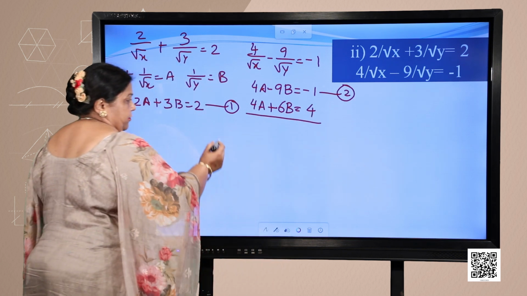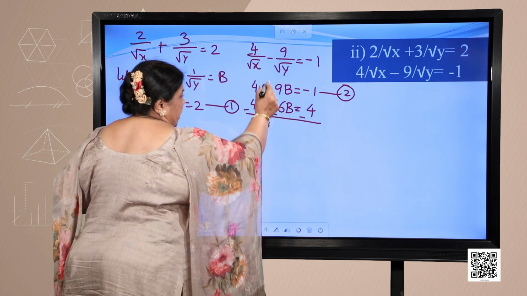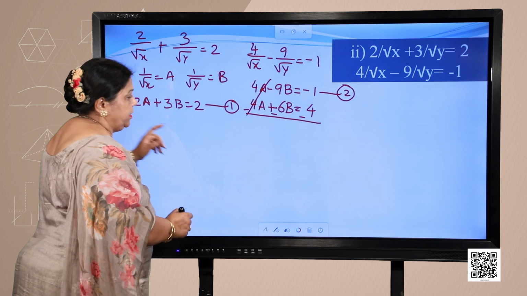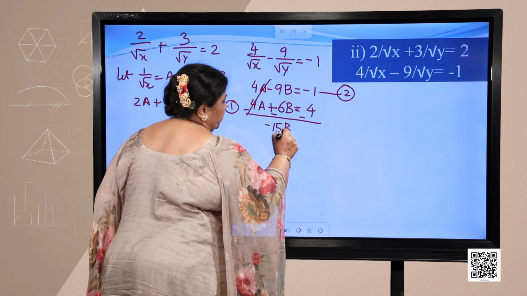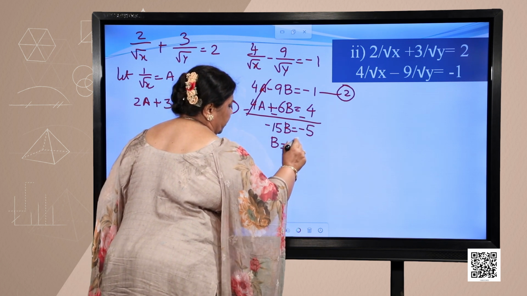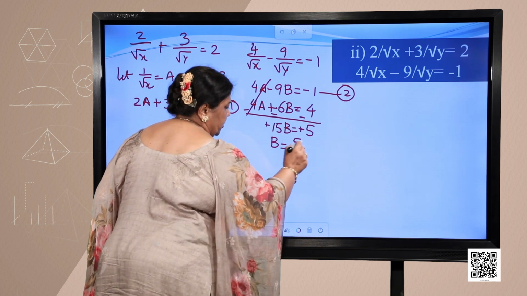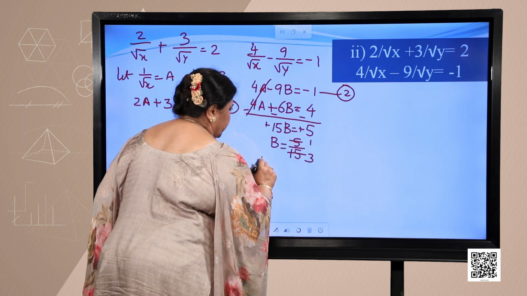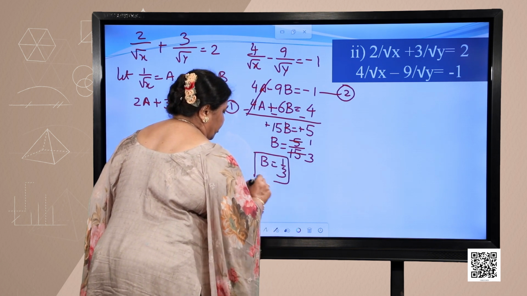Now, if I have the same sign, I can subtract. So, I have 4a and minus 4a gets cancelled. I get minus 15b is equal to minus 5. That gives me b is equal to 5 upon 15. Minus minus gets cancelled on both sides. So, I get b is equal to 1 upon 3. Let me find out the value of a.